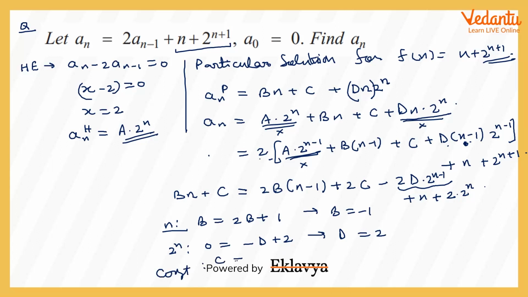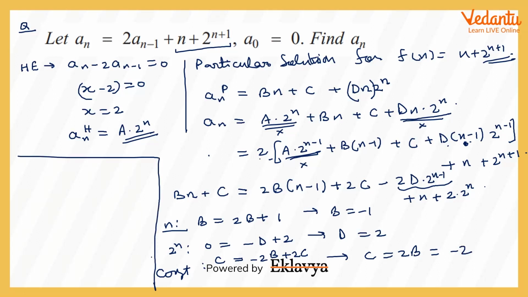Constant term on the left hand side is c, on the right hand side it is minus 2b plus 2c, and this will give, I think, c equal to 2b, that is minus 2. Okay, so let me use that space to write the remaining solution.